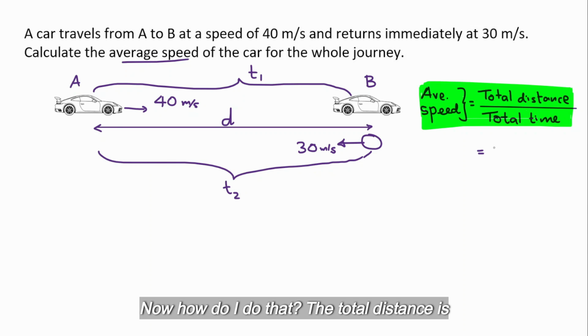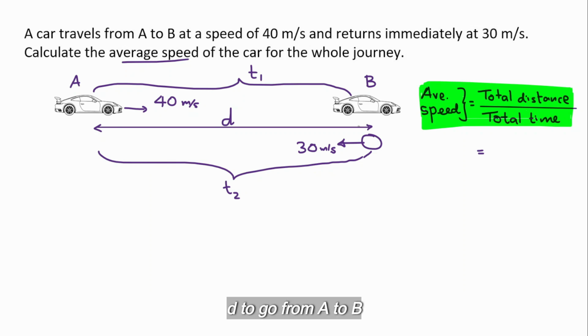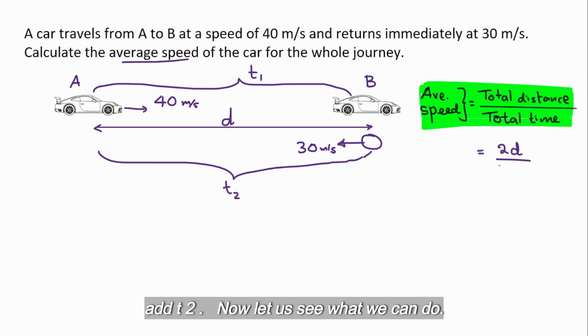The total distance is d to go from A to B, and it comes back immediately. So that's another d. So the total distance here is 2d. Total time is T1 and T2. Now let's see what we can do. Let's think about each journey separately.